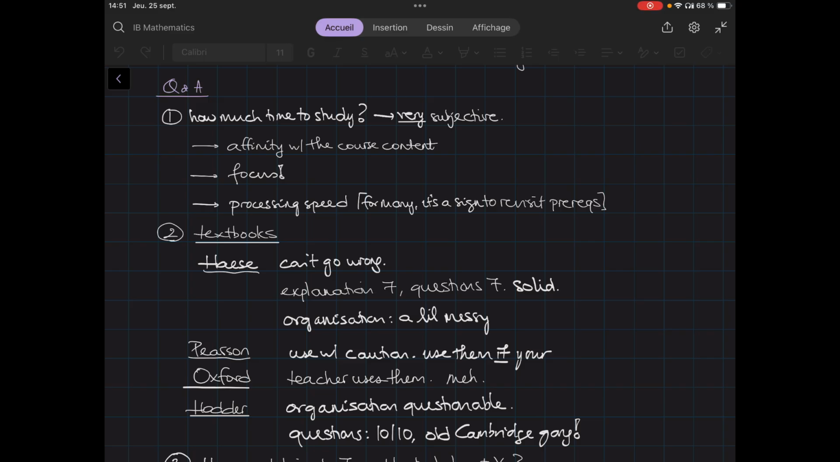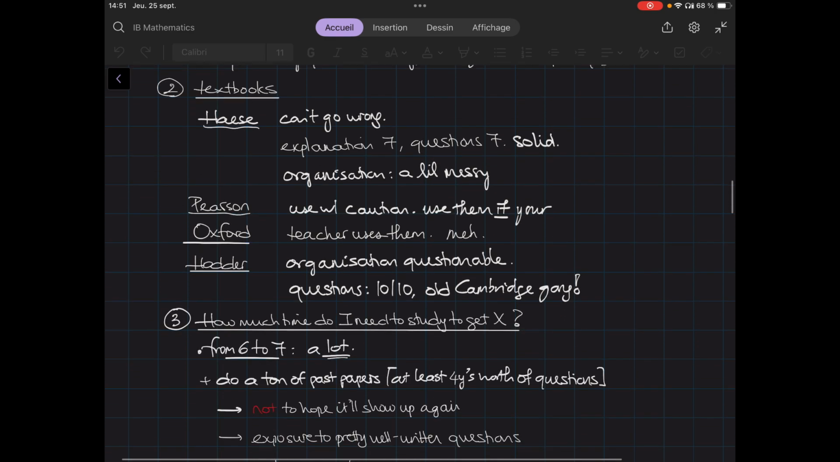Focus. And the processing speed. Now, I firmly believe that everyone can study at a very good pace, but the difference between us is the level of mastery on the prerequisites. So if your prerequisites are lacking or they're not as strong as they should be, that will definitely slow you down while preparing for the exams.